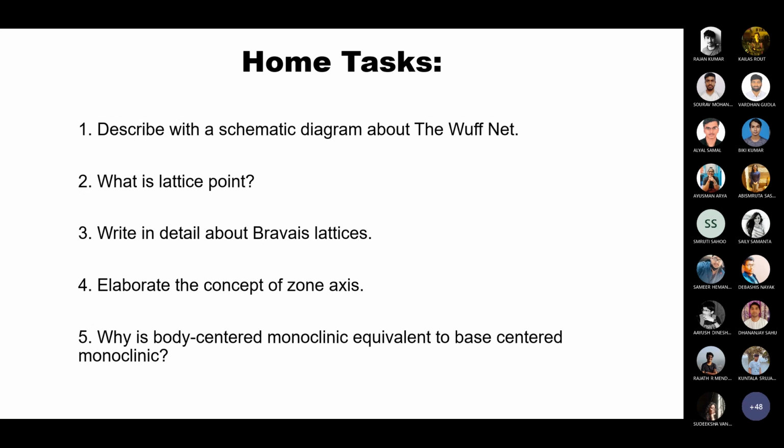Since today's lecture is mostly a prerequisite for this subject, all these things, other than the stereographic projection part, you should already have learned in previous classes or the previous semester. So I want this home task to be carefully written, all these things, and you keep it with your class notes also.